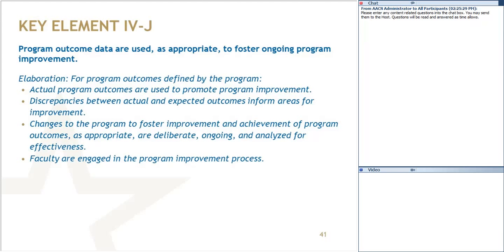So here's how we have further delved down into that information to determine what it is that employers are not satisfied with our graduates. And here are the kinds of things that we are doing to improve our program or maybe collect more data so that we can specifically see exactly what it is we need to improve. And so that's the kind of information that you're going to put in this particular key element. And you're going to want to discuss again how the faculty are engaged in this program improvement process.